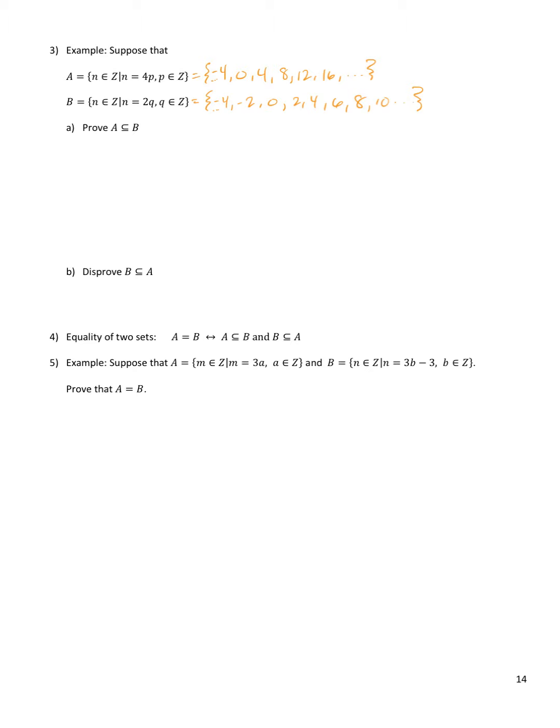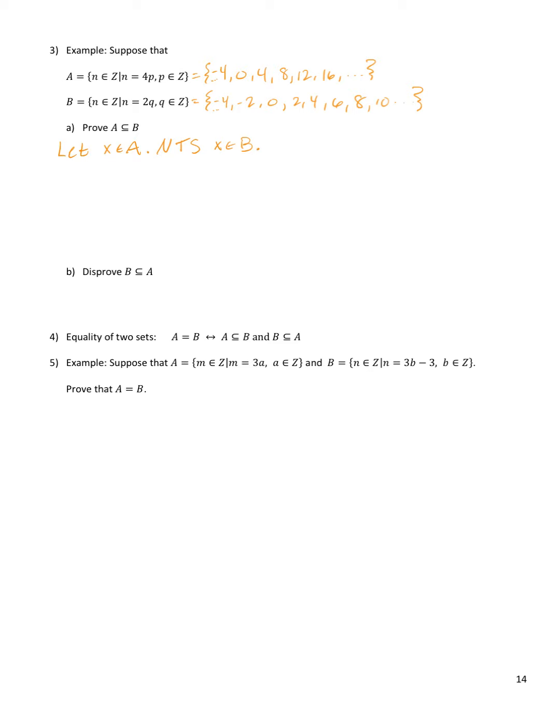Okay, so to prove this, we choose an arbitrary element from set A. So we let x be an element of set A. We need to show that x is also in B. Okay, so that's our goal here. Let's just be explicit about that. We need to show that x is an element of B as well.